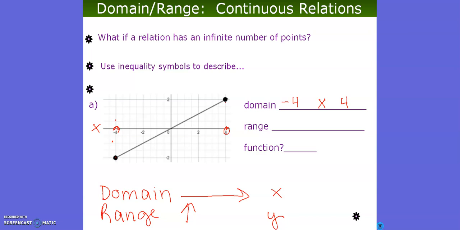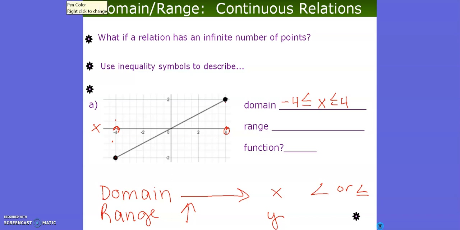So when we read domain from left to right, we're always going to use less than or less than or equal to symbols. And in this case, because I've got closed circles, we're going to use less than or equal to. Your domain is basically telling you how wide is your graph, how far to the left and to the right does it go. Your range is going to be talking about how tall your graph is.